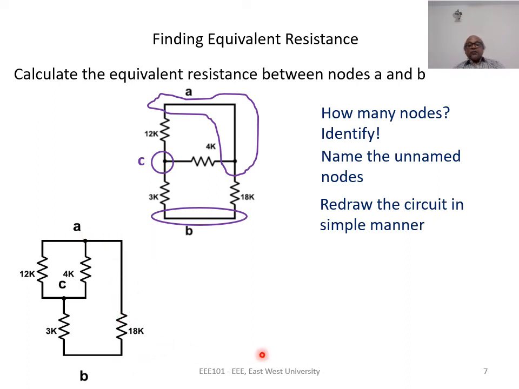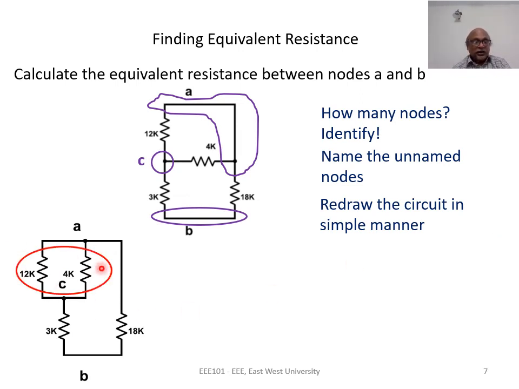So this is very important to ensure that when we redraw the circuit, we must not change any electrical connection of any resistance. Each resistance must be connected to the same two nodes as in the original circuit. So what's the advantage of redrawing this circuit in a simple manner? It is easy to see.